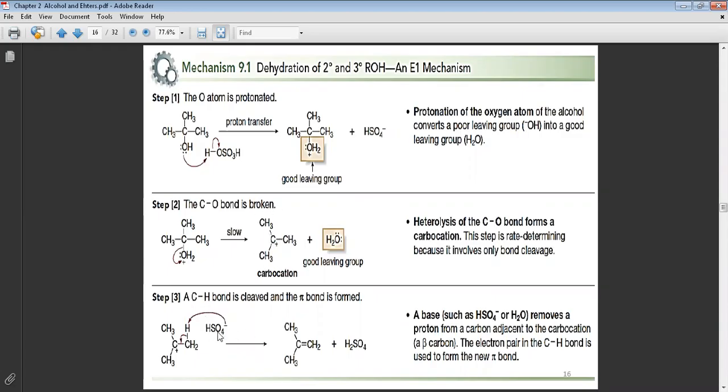Now you have the base. This base comes from the acid. When this acid loses the proton, it will be converted to the conjugate base. Conjugate base, now remove the proton from the beta carbon and this bond will make a new pi bond here to give you alkene.